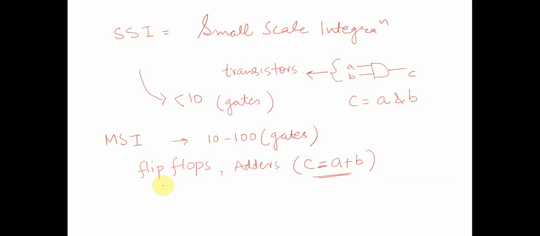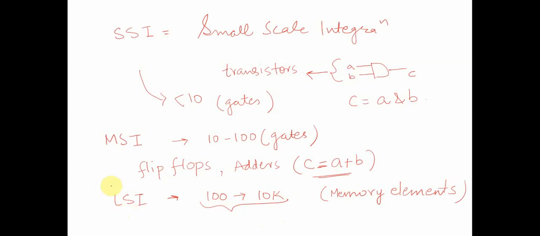Then we have LSI, large scale integration, which is usually in the range of say 100 to 10K. One example of large scale integration is memory elements, which we spoke about in our lecture one. We will look at how these memory elements require gates in excess of 100 up to 10K, so they will fit into the scale of large scale integration.